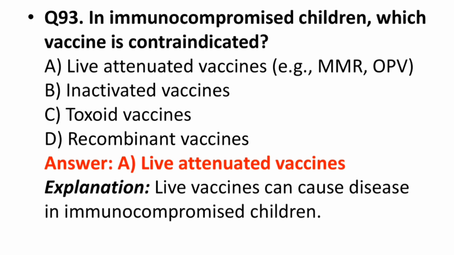In immunocompromised children, which vaccine is contraindicated? Option A, live attenuated vaccines, for example MMR, OPV. Option B, inactivated vaccines. Option C, toxoid vaccines. Option D, recombinant vaccines. The correct answer is option A, live attenuated vaccines. Live vaccines can cause disease in immunocompromised children.